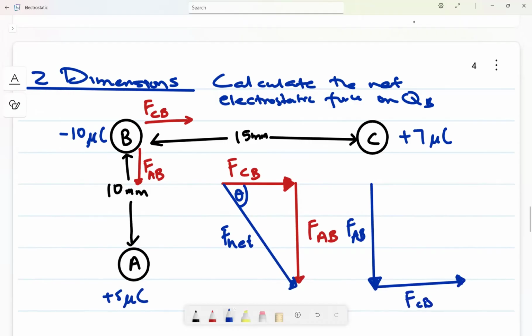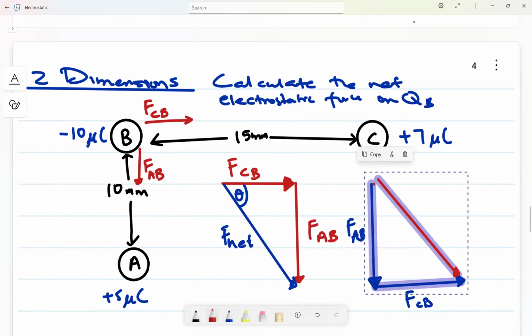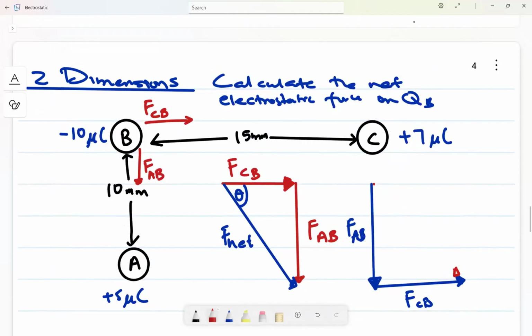But now the electrostatic force net will start from where I started. Where did I start? I started here. Where did I end? I ended there. So this will be my net.